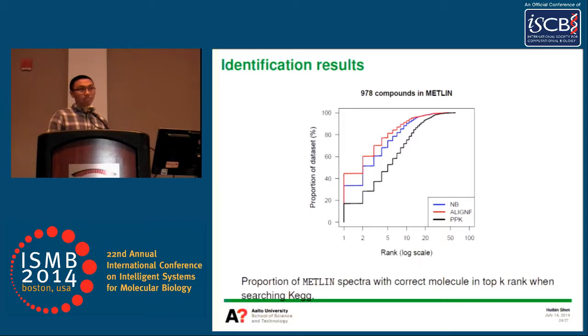So let's say you have this LIF learned fingerprints. It can identify 40% of the Metlin data set to be rank one. So you correctly identify 40% of your data. And so here we can see the improvements in the fingerprint prediction can result in improvements in the identifications. Actually a lot. If you see, we have more than doubled rank one identifications compared to the old approach.